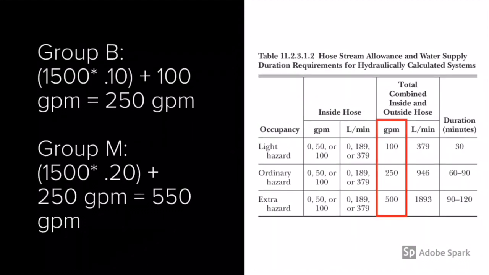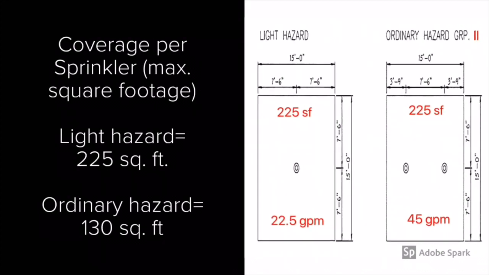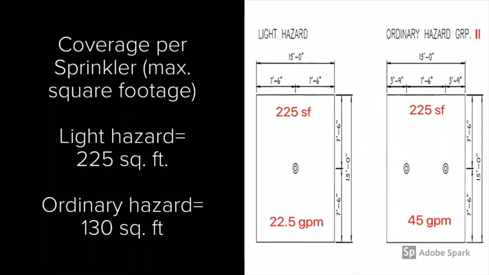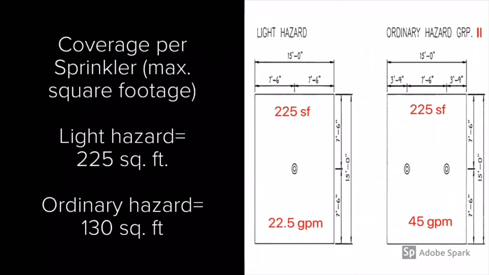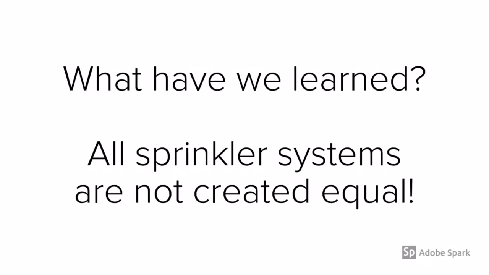light hazard occupancies. Now let's look at the coverage per sprinkler for light hazard and ordinary hazard. For light hazard, you can only cover a maximum of 225 square feet per head. However, in ordinary hazard, the maximum is 130 square feet per head. So looking at a room of 225 square feet, like you see on the right, you'll see one head for light hazard can cover that whole space, while in ordinary hazard group 2, you require 2 heads and it requires almost double the water. So what have we learned?